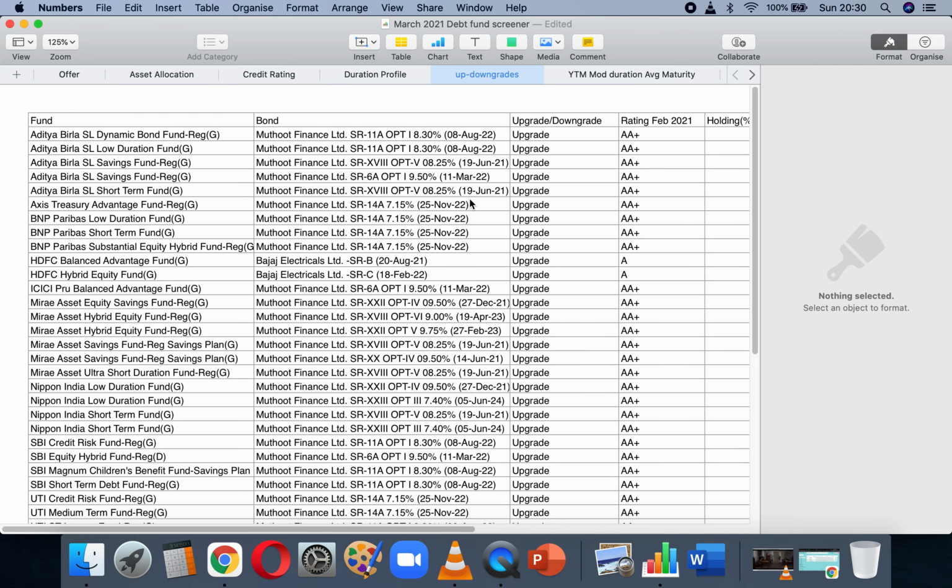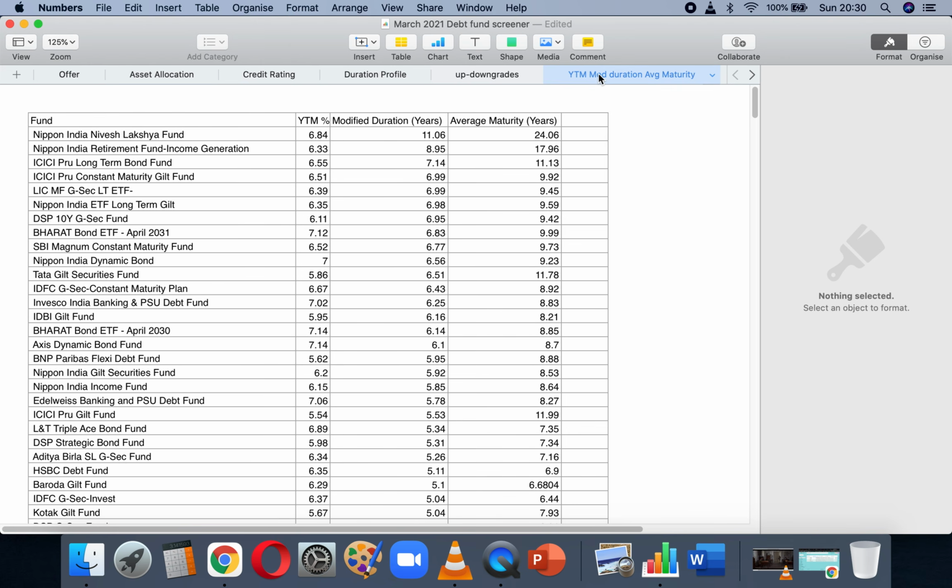Then you have the list of bond upgrades and downgrades from over the last 2 months, that is from January 2021 to February 2021. And then you have the yield to maturity, the modified duration, and the average maturity.